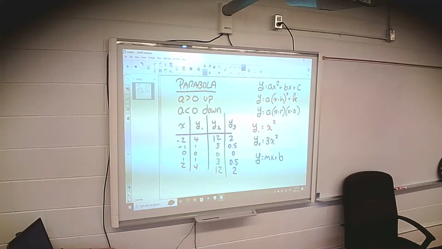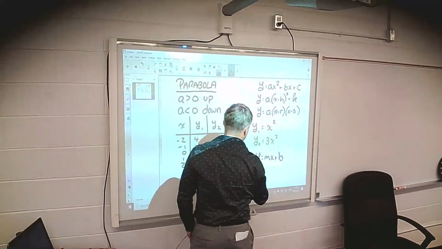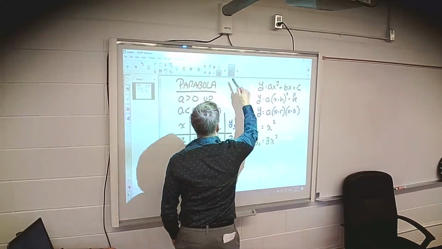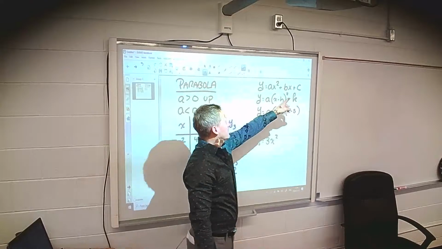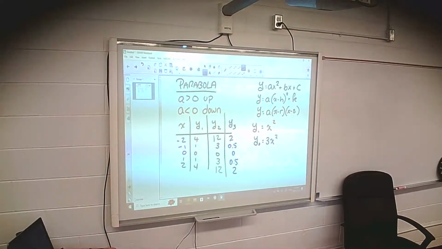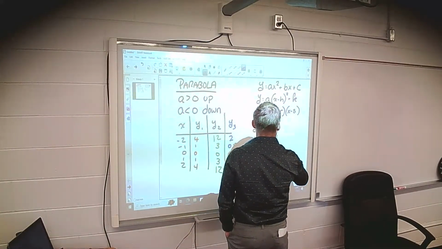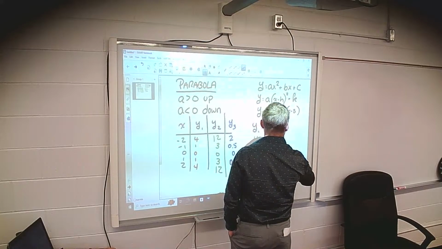What about y equals ax squared plus bx plus c? What is the y-intercept for this one? C. Very good. That's the first thing I wanted you to pick up. That c value will represent your y-intercept. All right? So we can write that down. It's a good idea. C is your y-intercept.